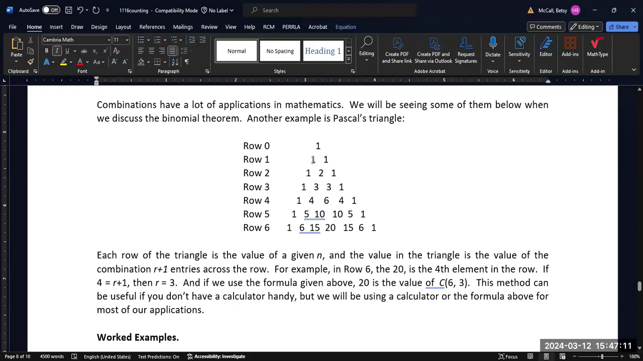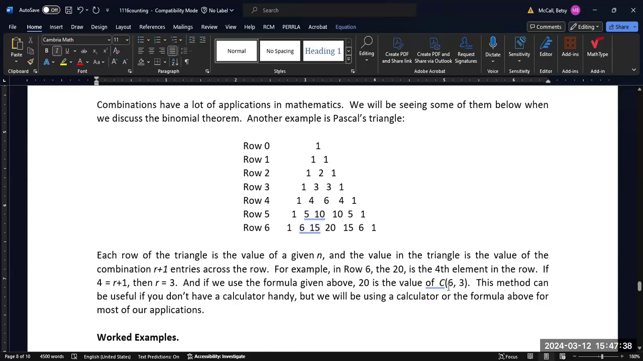So this 2 would be the result of 1 plus 1, and this 3 would be the result of 1 plus 2, and this 3 would also be the result of 2 plus 1, and then this 4 would be the result of 1 plus 3, and this 4 would be the result of 3 plus 1, but this 6 would be the result of 3 plus 3, and so on. 10 would be 4 plus 6, and 20 would be 10 plus 10, and so on and so forth.